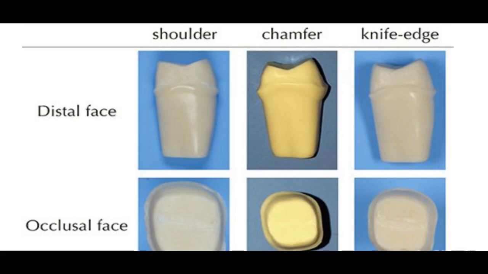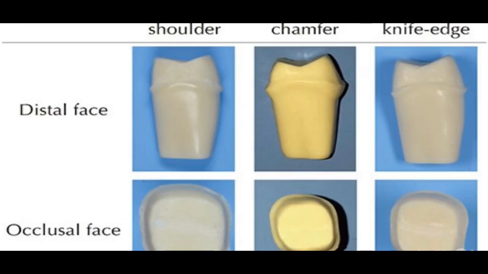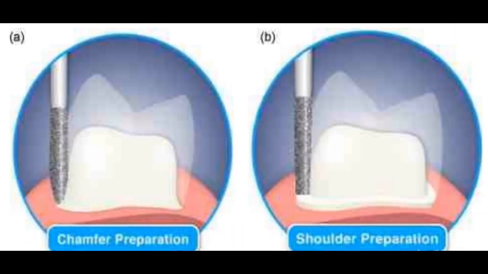Like in this picture, you can see the margin, chamfer, shoulder and knife edge from distal and occlusal plane. Can you appreciate a 90-degree angle at the peak indicating shoulder and the inclination of the chamfer margin? Also see the knife edge. You cannot see much difference in knife edge because it's the most minimal preparation.